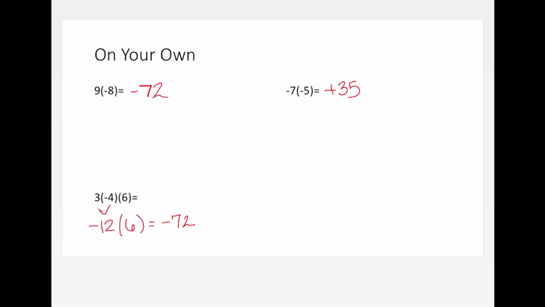And then finally, 3 times negative 4 times positive 6, I have to take it 2 integers at a time. So 3 times negative 4 is negative 12. They're different signs. And I bring down the multiply by 6. So then I have negative 12 times positive 6. So I have 72, and because they're different signs, I get negative 72.